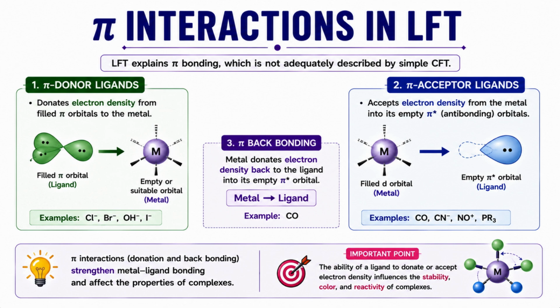2. Pi acceptor ligands. These ligands can accept electron density from the metal into their empty pi star orbitals. This process is called pi back bonding. A famous example is CO. The metal donates electron density back into the ligand's empty pi star orbital.